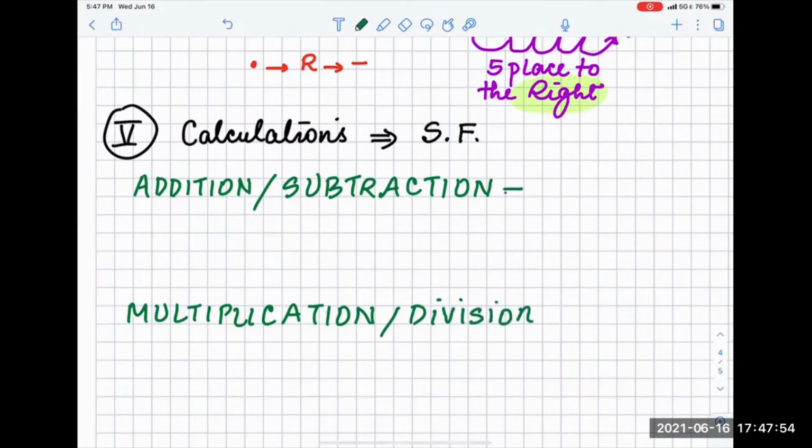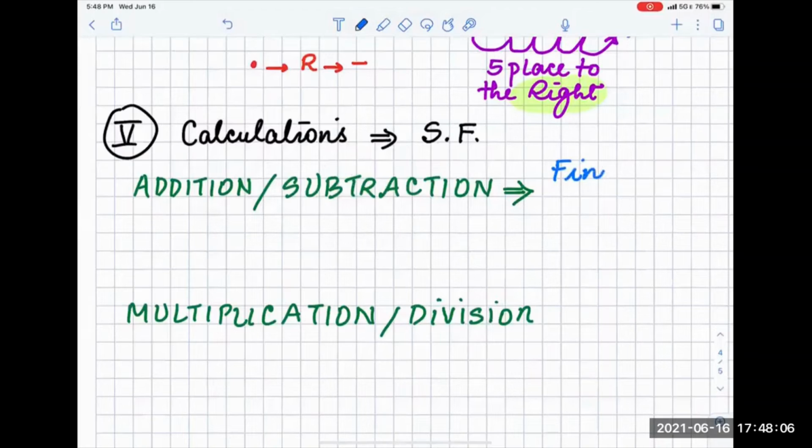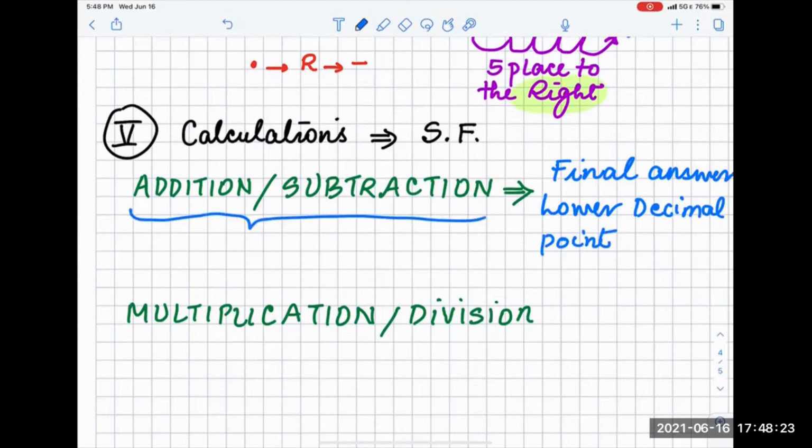When you are doing calculations in which you're adding and subtracting, your final answer will have the lowest decimal point. In other words, whenever you're doing addition and subtraction, you are looking at the significant figures, but you're looking at the number of places after the decimal, or number of decimal places.